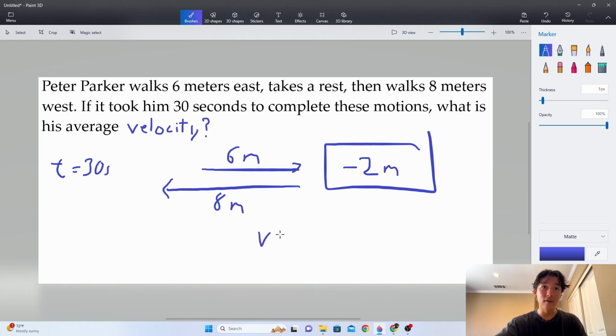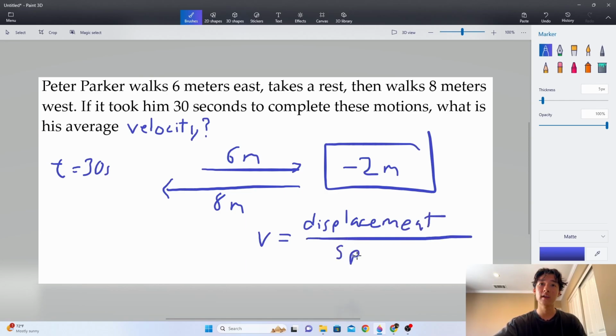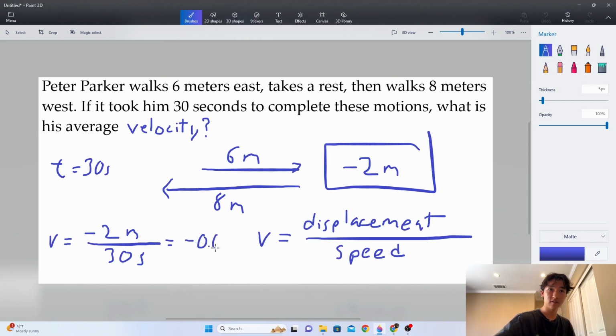And velocity, my friend, is going to be displacement, the total displacement over time. So it's basically the same thing as speed, except now, instead of just the magnitude, we're also incorporating the direction. That's awesome. Okay, so velocity is equal to -2 meters of displacement over the 30 seconds, which is basically just equal to -1/15, which is going to be -0.067. Oh, can I fit that in? Meters a second. And that is our velocity right there.